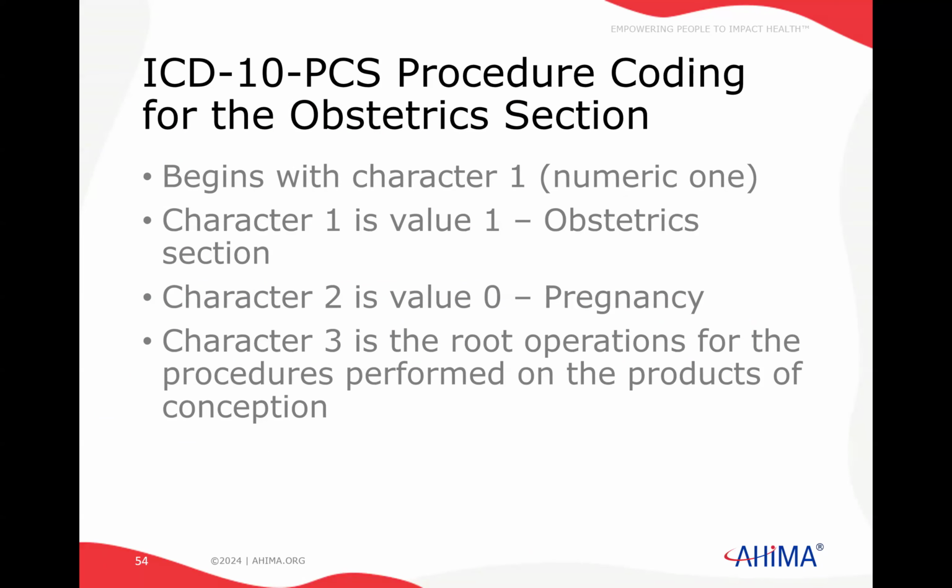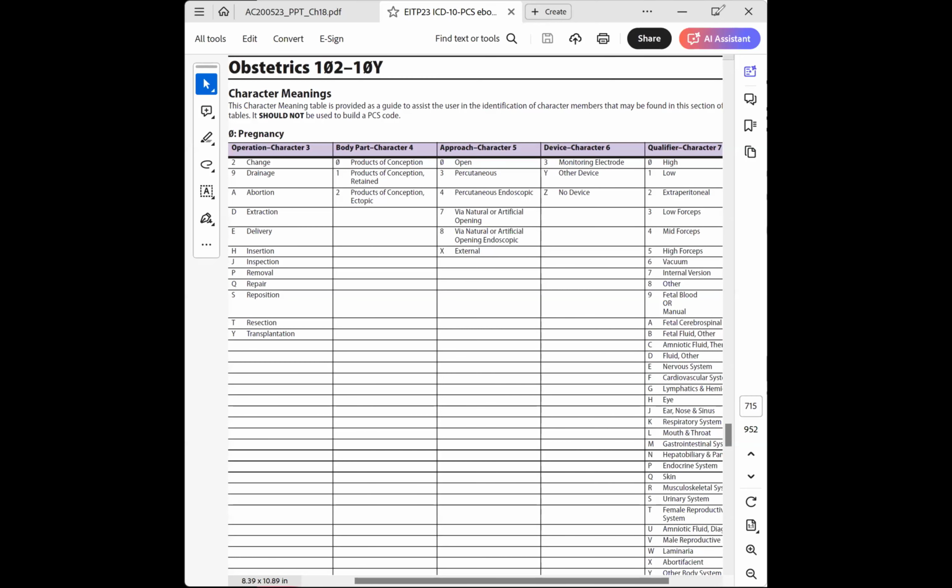The obstetrics section begins with the number 1. The first character is 1. The second character is value 0 for pregnancy. And the third character is the root operation for those procedures that are performed on the products of conception. Let's take a quick look at those tables now. Make this a little bit bigger.